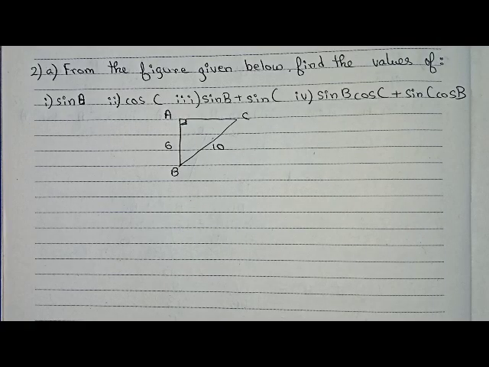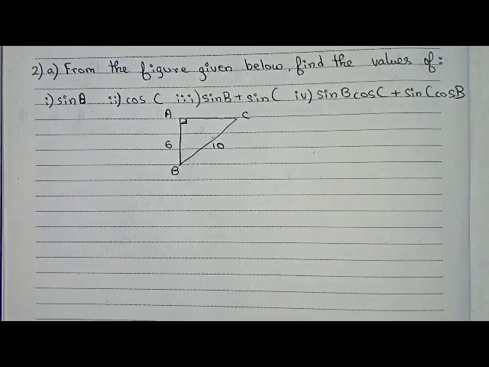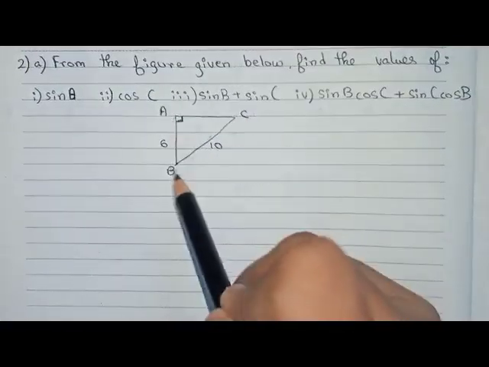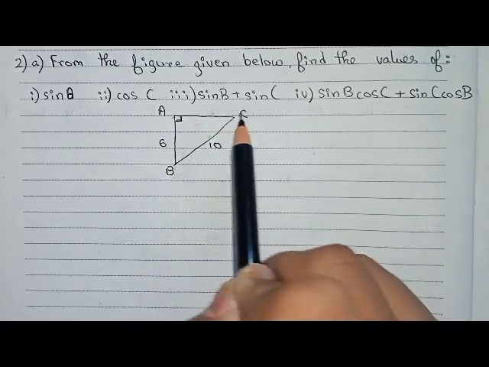Question number 2a. From the figure given below, find the values of sin B, cos C, sin B plus sin C, sin B cos C plus sin C cos B. So this is a figure, triangle ABC. AB is 6, BC is 10. I have to find the value of AC first.